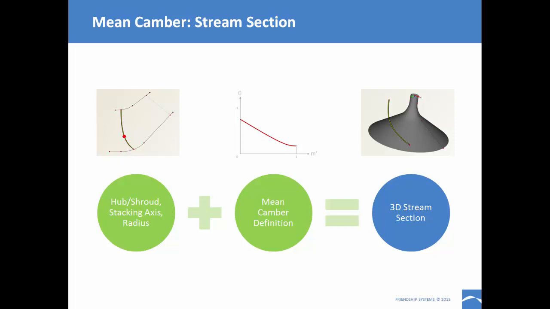And in addition we need some mean camber definition, so we have a function that is within this feature. So it's a smooth curve, and it's in a specific system. We call it beta or theta system. And with this you can create the 3D curve that we call stream section in CAESES.